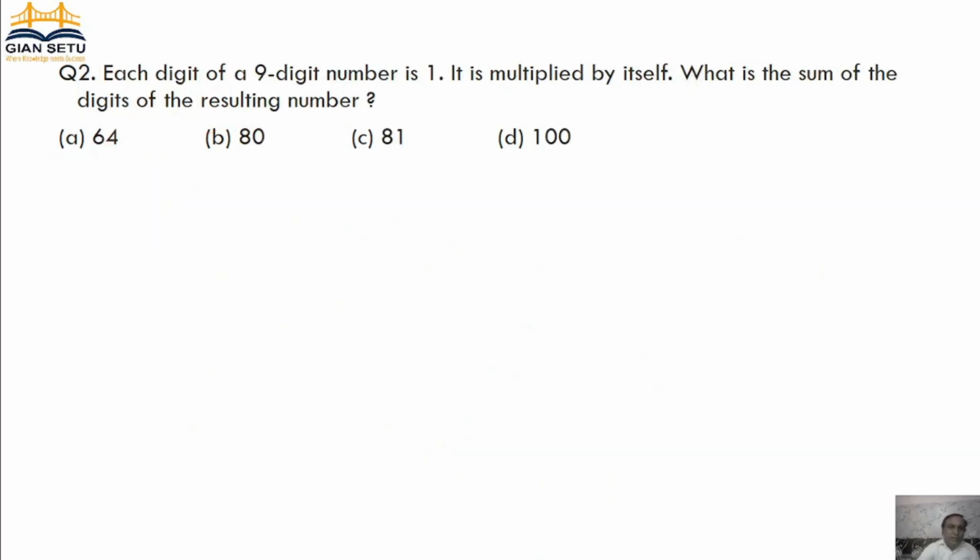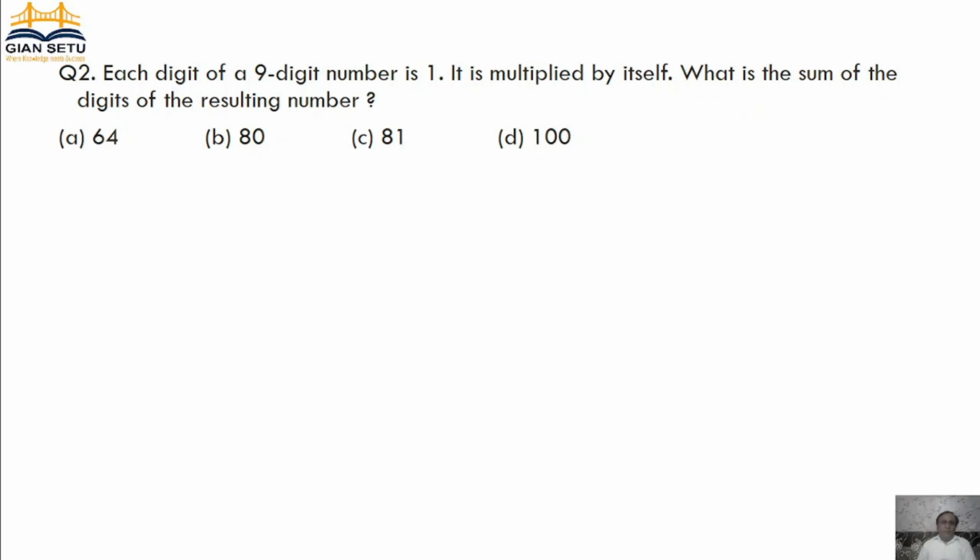Now let's see question number 2. The question number 2 is, each digit of a 9 digit number is 1. It is multiplied by itself. What is the sum of the digits of the resulting number?